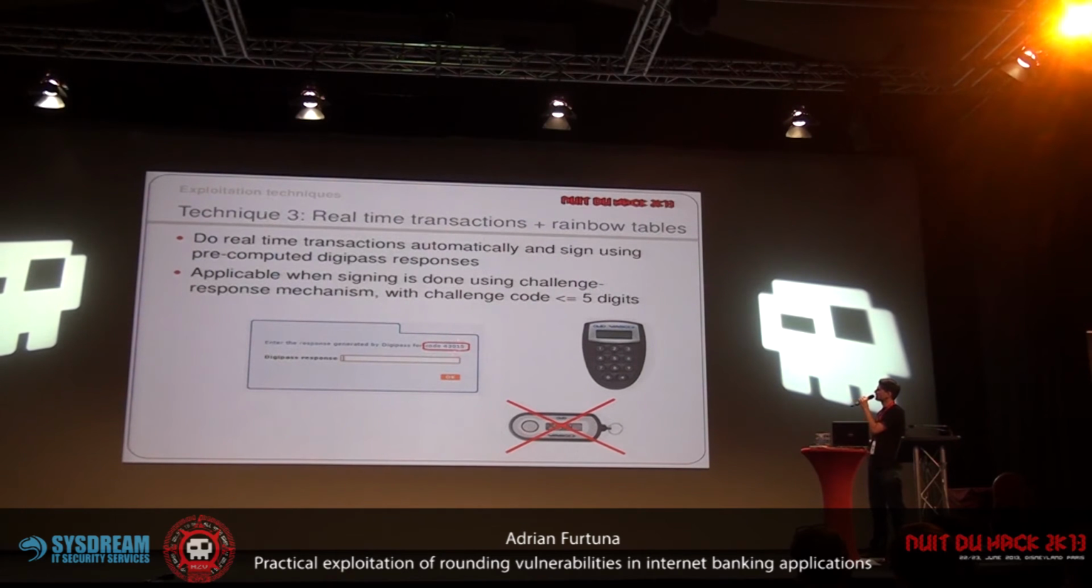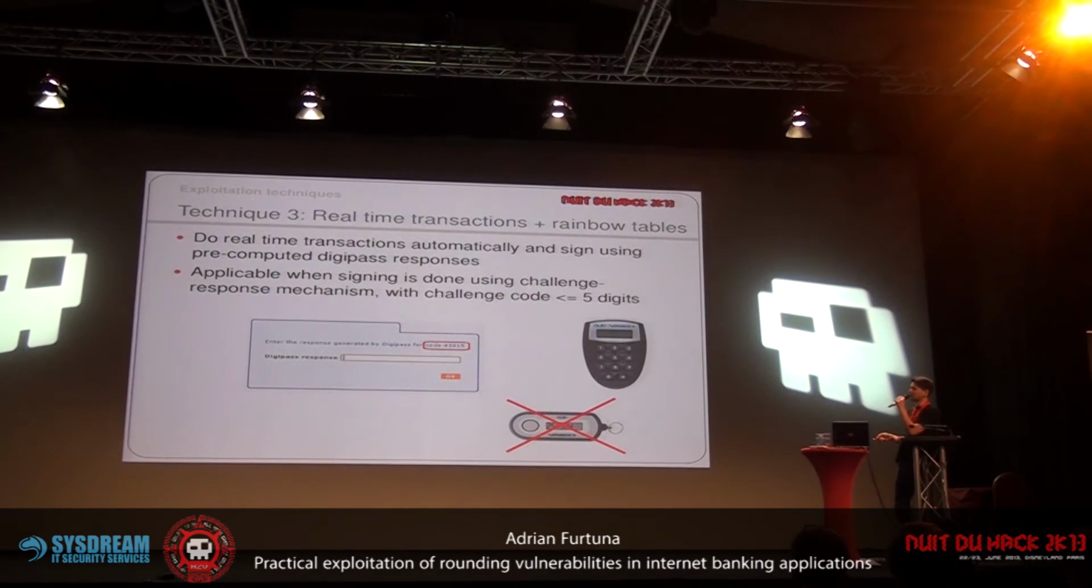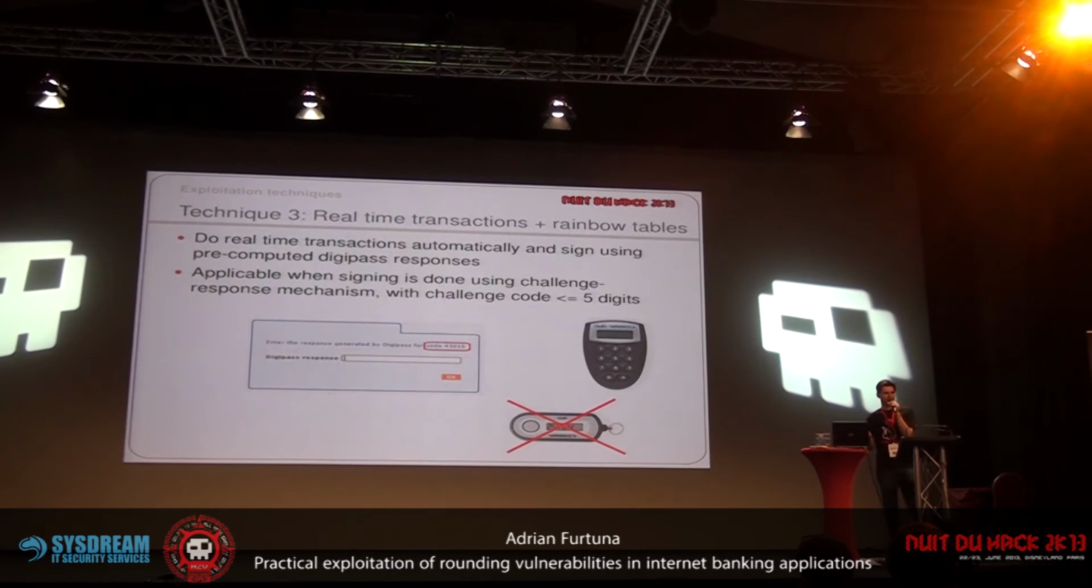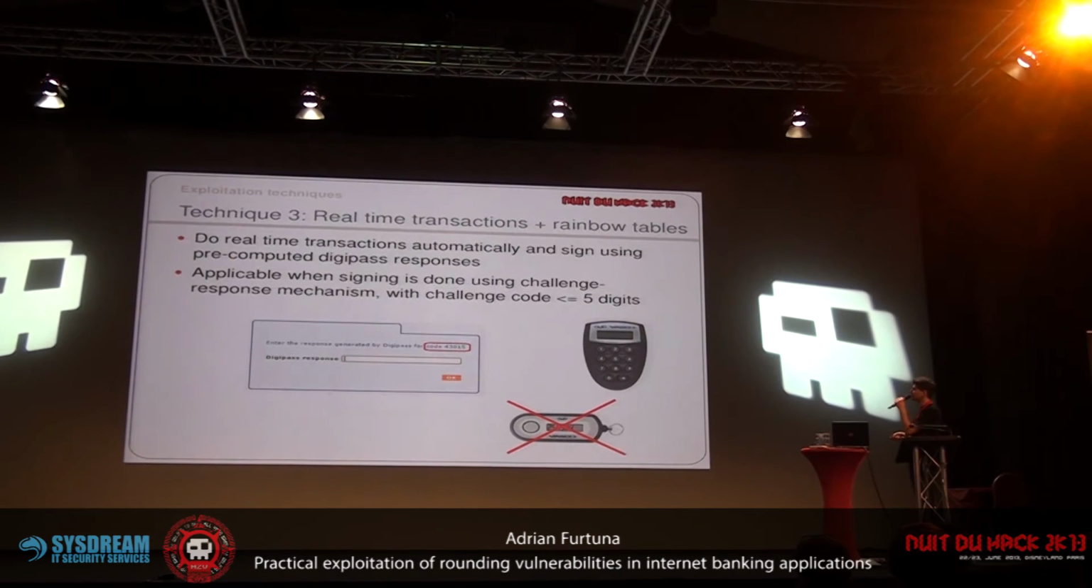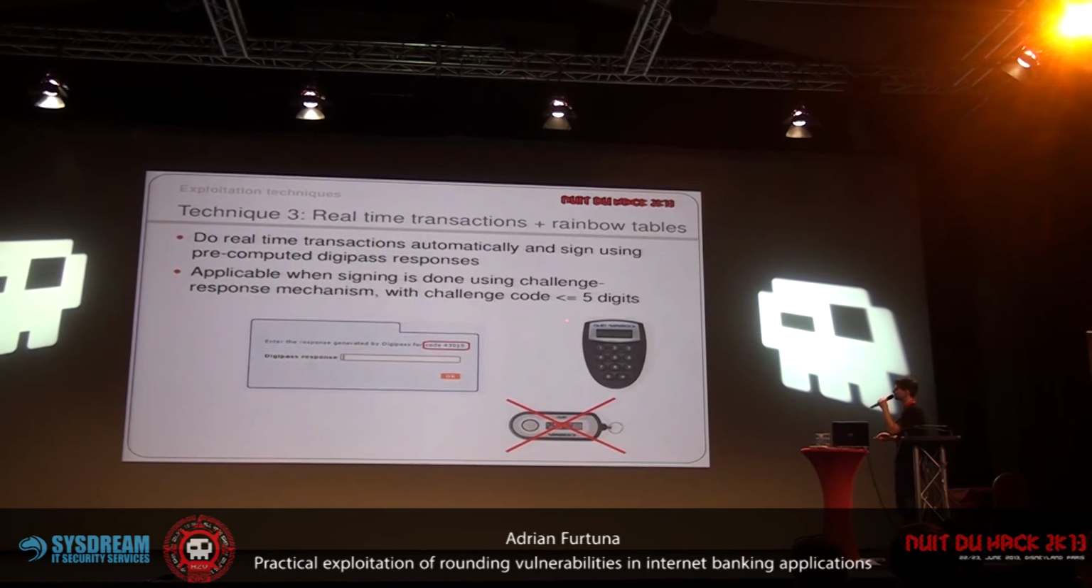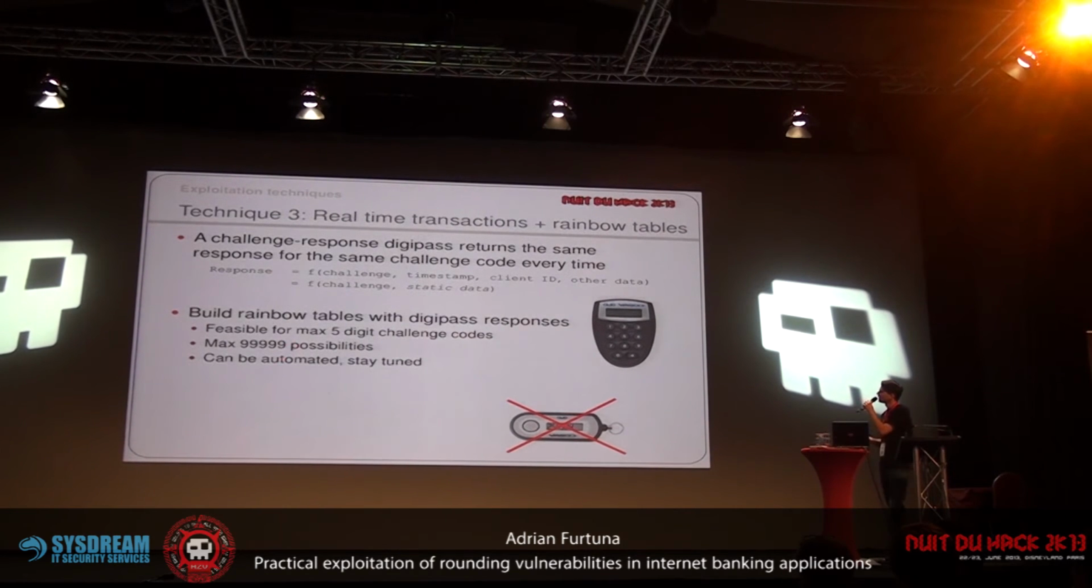So we have this code 43015. If we input it now, we obtain an answer. If we input the same code after an hour, we obtain the same answer. If we input it tomorrow, we will obtain the same answer. So what stops us from creating a rainbow table with digipass responses? I'm saying that this would be applicable for challenge codes of up to 5 digits. It will be a maximum of 5 nines possibilities.